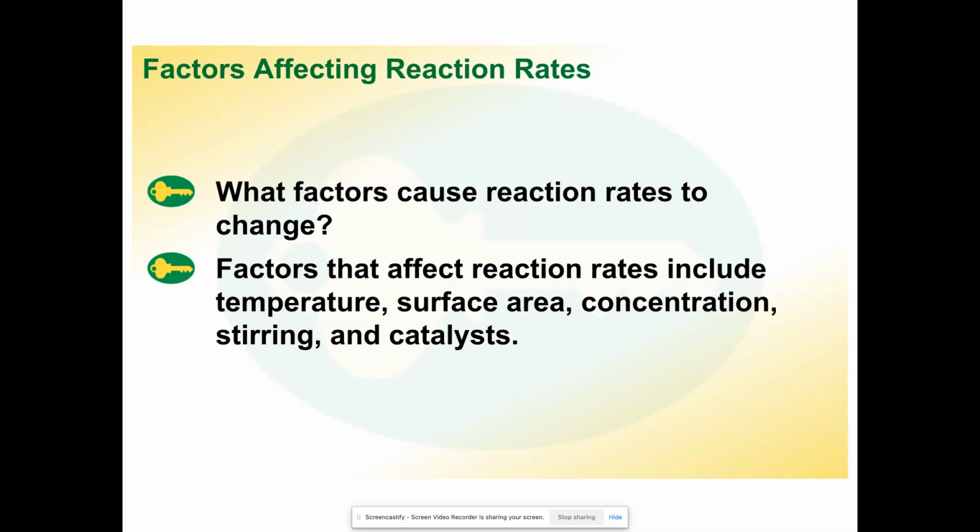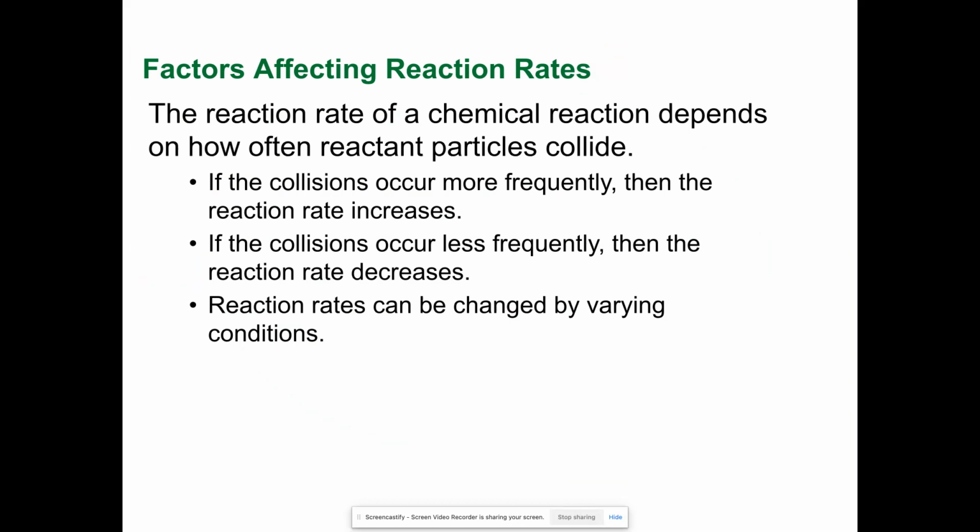What factors cause reaction rates to change? Well, factors that affect reaction rates include temperature, surface area, concentration, stirring, and catalysts. The reaction rate of a chemical reaction depends on how often reactant particles collide. If the collision occurs more frequently, then the reaction rate increases. These compounds need to come into contact with each other in order for a chemical reaction to take place. The more likely they collide into each other, the more likely that'll speed up the rate.